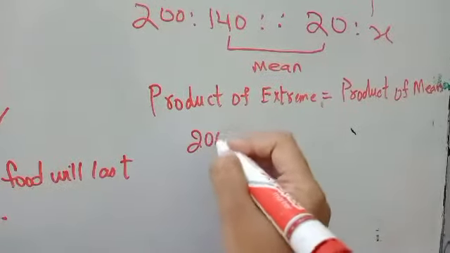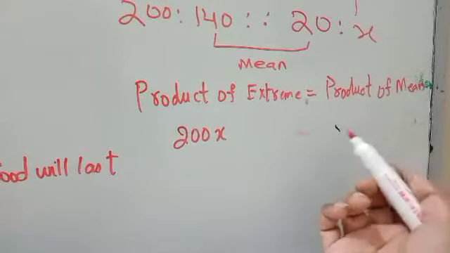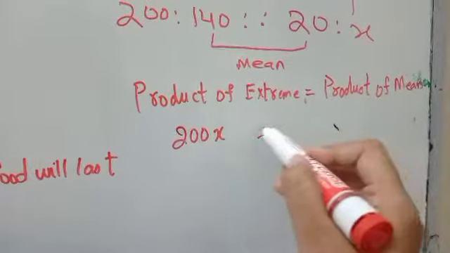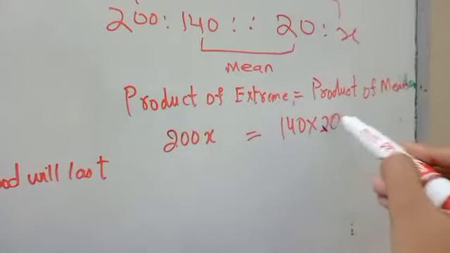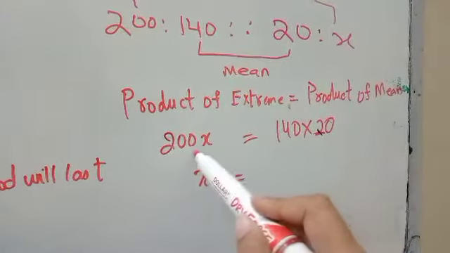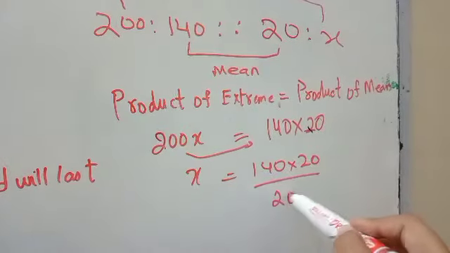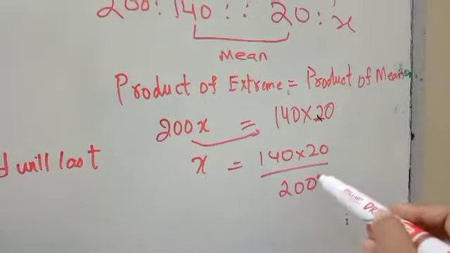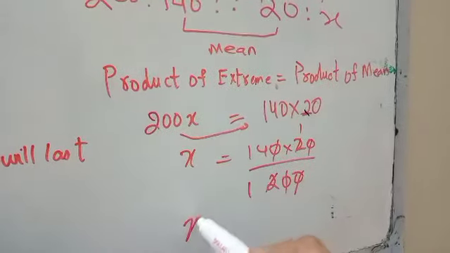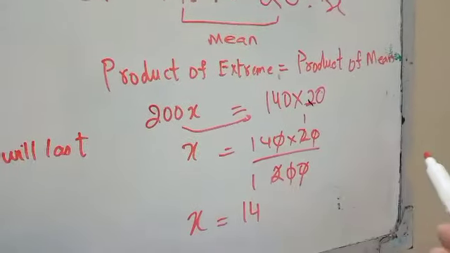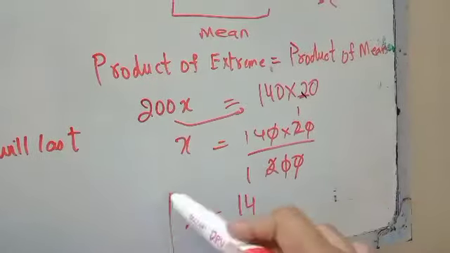So 200x, I am directly writing 200x. If you do not want to write directly, you can write 200 multiplied by x, and then in the next step you can write 200x equals 140 multiplied by 20. Okay, x is equal to, this will go over there, divide, 140 multiplied by 20 upon 200. Zero cancels from this, zero cancels from this, 2 ones are 2, 2 ones are 2. What is left? 14 is left. I did a very simple reduction. I cut zero from zero and then simply 2 ones are 2 and 2 ones are 2. So only 14 is left.